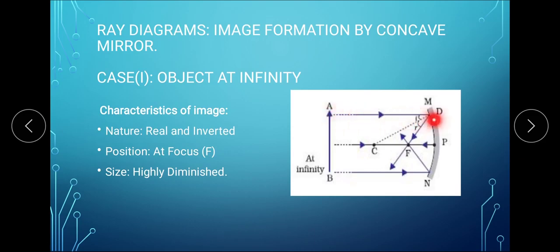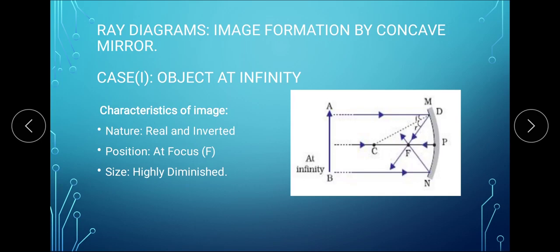And we know that any ray which is parallel to the principal axis after reflection will pass through principal focus. So when the object is at infinity, the incident ray which is parallel to the principal axis after reflection will pass through principal focus. And for image to be formed, we need at least 2 reflected rays. So as you can see in the ray diagram, I have taken 2 incident rays which are parallel to each other as well as parallel to the principal axis. So both these incident rays after reflection will pass through principal focus and they will meet at principal focus.